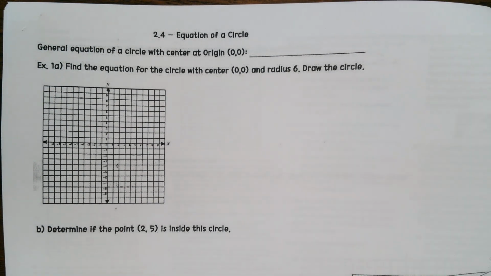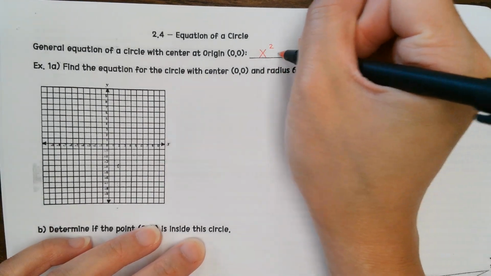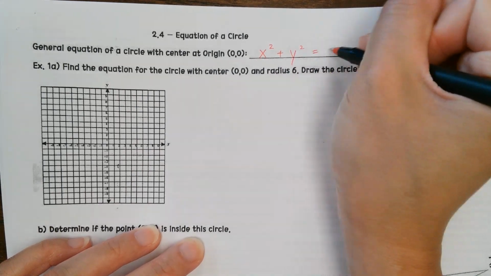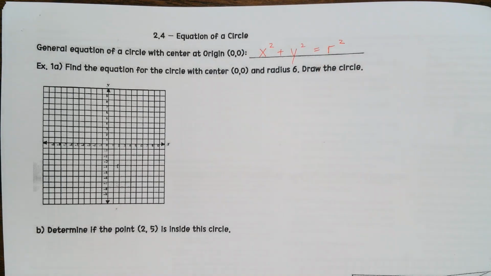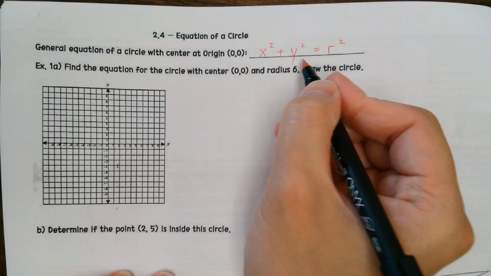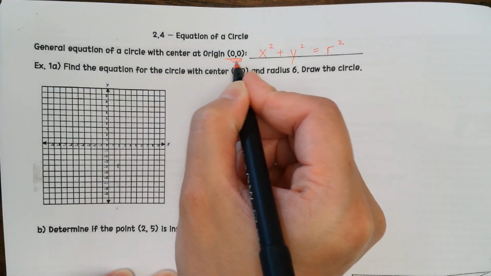Okay, so the general equation of a circle with center at 0, 0. Who knows the equation? Yeah, Kaylin? Radius squared, basically. Yeah, that's part of it, but the left side of the equation? Y squared plus x squared equals r squared. Okay, so usually we write the x squared first: x squared plus y squared equals r squared. Okay, this equation is for when the origin is at 0, 0.